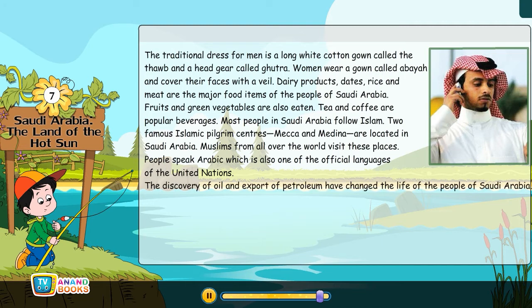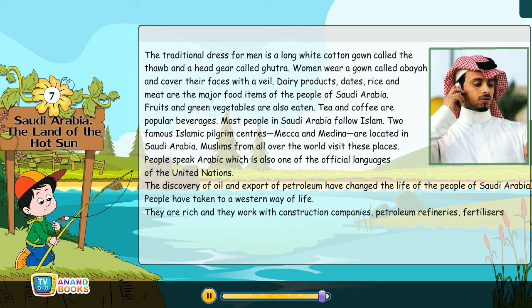The discovery of oil and export of petroleum have changed the life of the people of Saudi Arabia. People have taken to a Western way of life. They are rich and they work with construction companies, petroleum refineries, fertilizers and steel and chemical industries.